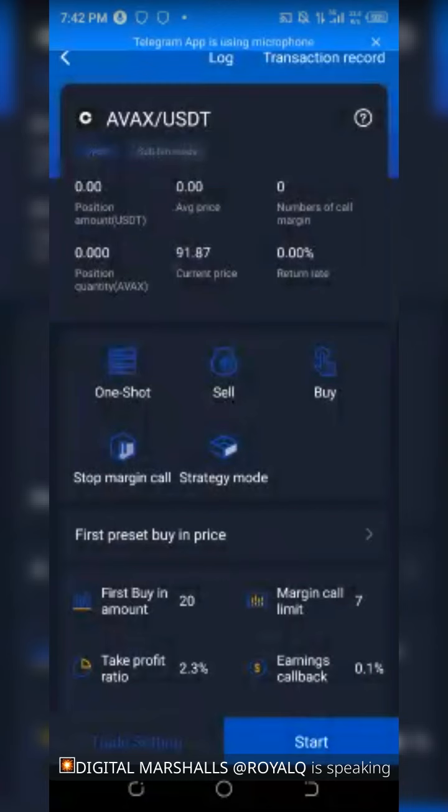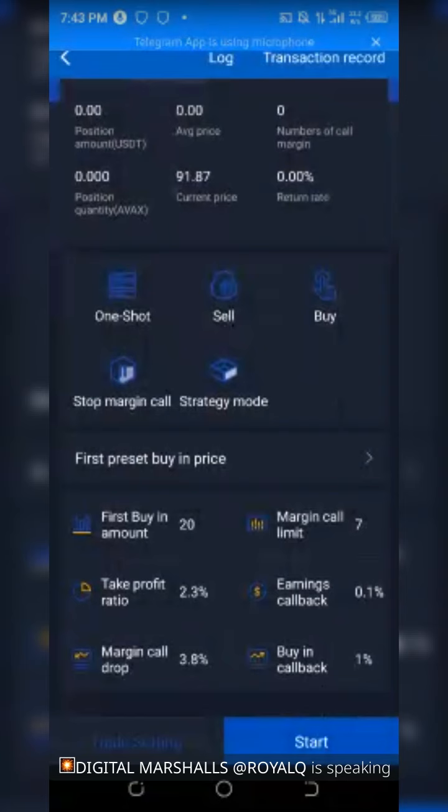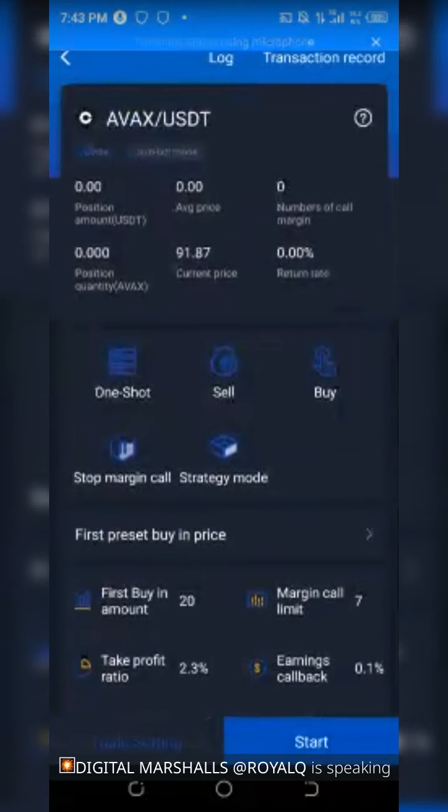And the next thing you do is click on start. You see the start button down there at your bottom right corner. Then you tap on start. Then your trade starts. So this is how we set trades on cycle mode.